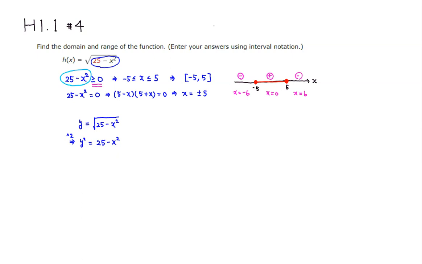Then I'm going to shove this negative x squared over to the other side by simply adding x squared to both sides. So you have x squared plus y squared is equal to 25. 25 is 5 squared, so I'm going to write it this way, 5 squared. Hopefully you recognize this equation. This is an equation of a circle with radius 5 centered at the origin. So it looks like this.